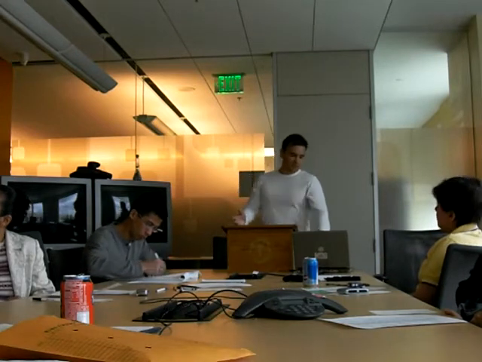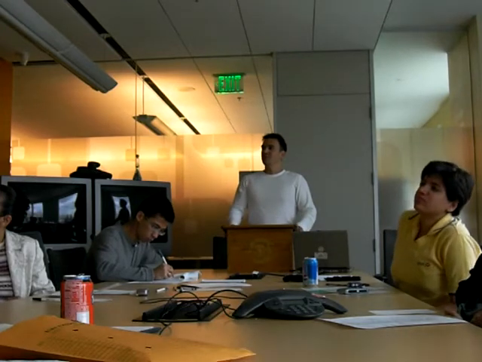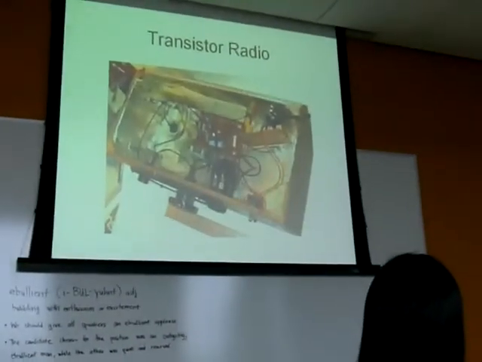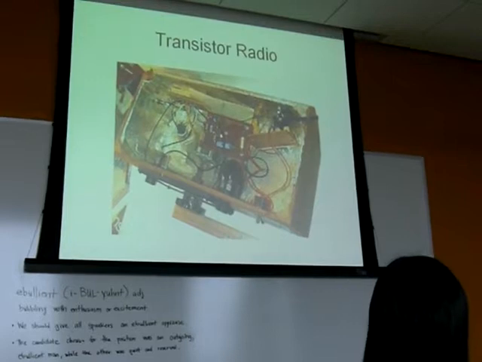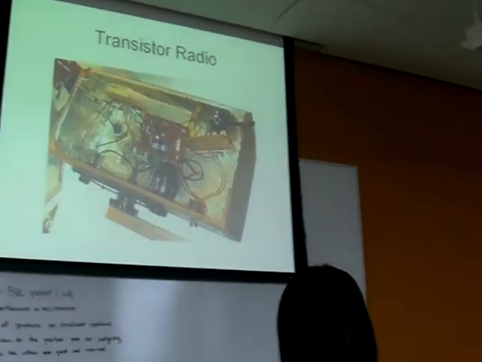And what you can do with this is make a transistor radio. This is one of the earliest applications of the transistor. You can see the board in the middle where there are electrical components. There are not that many components, so it's not a terribly complicated device. But this was one of the first uses of the transistor.